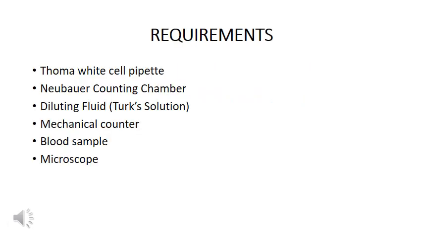We need some important things to quantify the WBCs, the total leukocyte count, in our blood. First of all, we need a Thoma white cell pipette. It's a special type of graduated pipette, used for collection of a calculated amount of blood from a sample. Then the basic slide, the Neubauer counting chamber, which is mostly used in counting different cells in our blood.